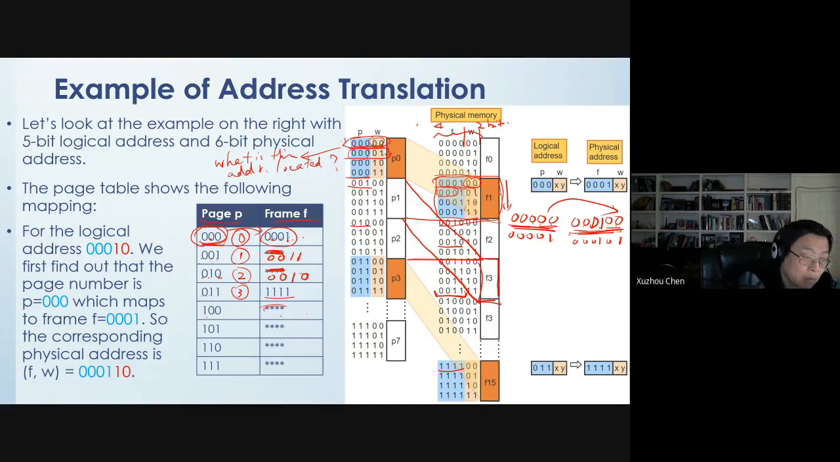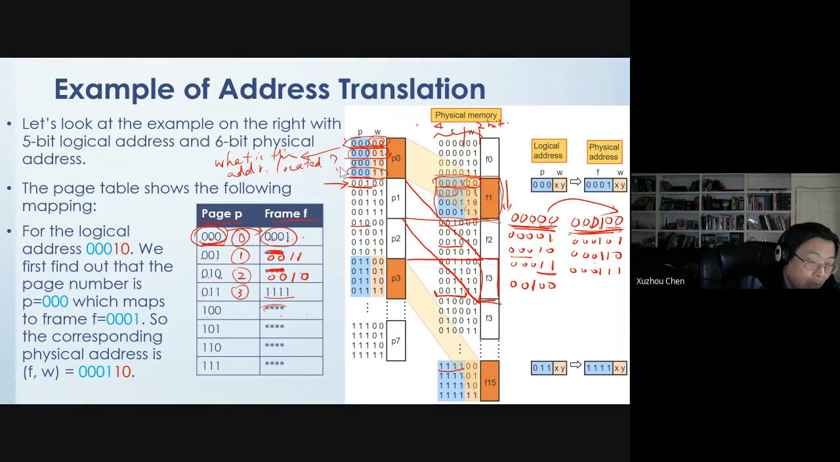Now, suppose I continue to execute. After I execute the instruction in this memory address, okay, these four addresses are all in the same page, so they are going to be in the same frame. So the offset is going to be the same. This is 1, offset is 1, 1. And then the next instruction is located at 00100.